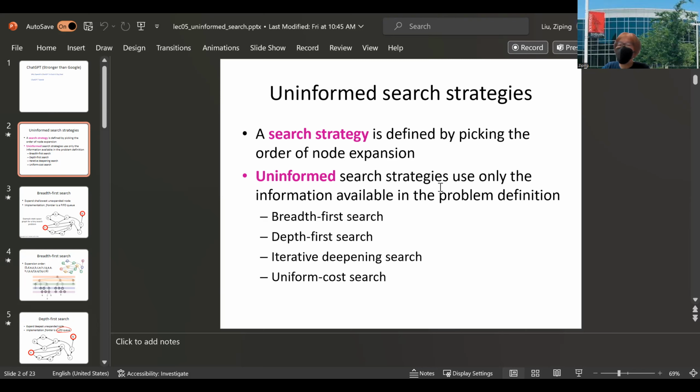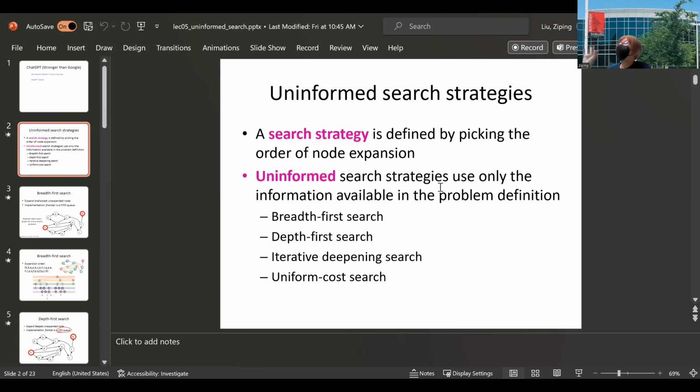An uninformed search strategy only uses information available in the problem definition. And last class, we discussed breadth first search and depth first search. Both of them are under this category, so it's an uninformed search strategy. We will also look at iterative deepening search, what that is, and uniform cost search. So this is just the general idea.